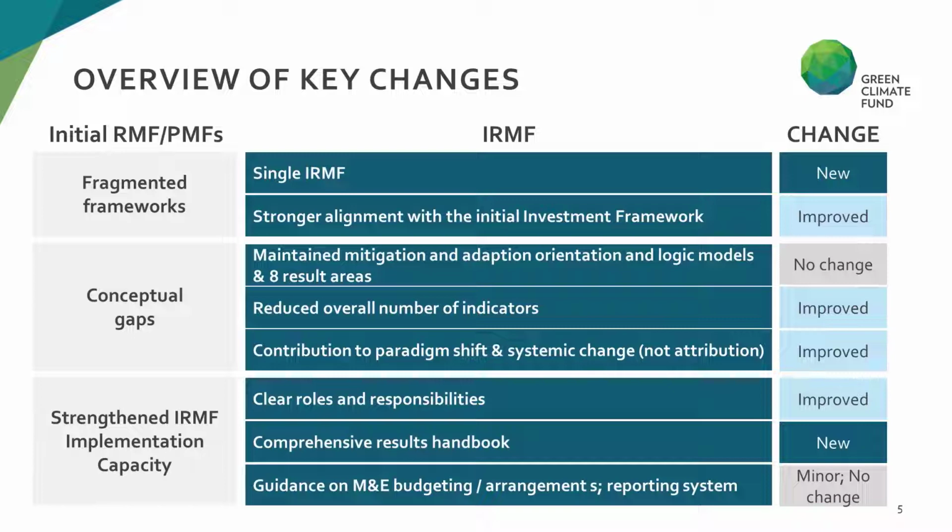This slide summarizes the main changes in the IRMF compared to the previous frameworks. In addition to having a single results management framework now, better alignment is provided with other existing frameworks, such as the initial investment framework. The overall number of indicators has been reduced, and better linkages between core indicators and sub-indicators, or what used to be impact indicators and outcome indicators in the RMF PMF, are established, especially for adaptation. Additionally, there are improvements on the measurement of paradigm shift and systemic change. The roles and responsibilities of various stakeholders are better defined now, and upon approval by the board, a comprehensive results handbook for the IRMF will be available, which is also a new element of this framework.